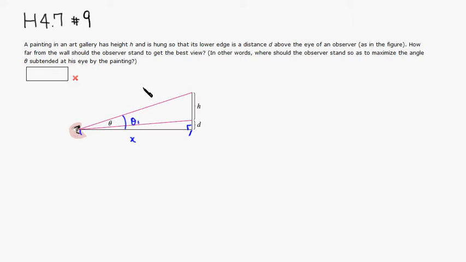Since we want to involve the opposite and adjacent, we can use tangent. So we have tangent of theta 1 is equal to opposite over adjacent. Opposite is h plus d, adjacent is x. In order to find theta 1, we can take the arctangent of both sides. You get theta 1 is equal to arctangent of (h plus d) over x.